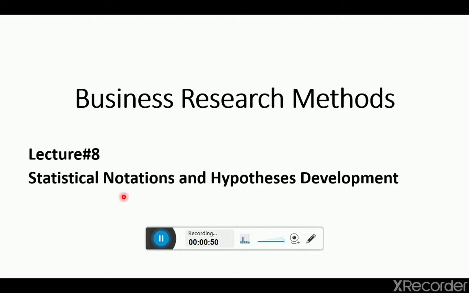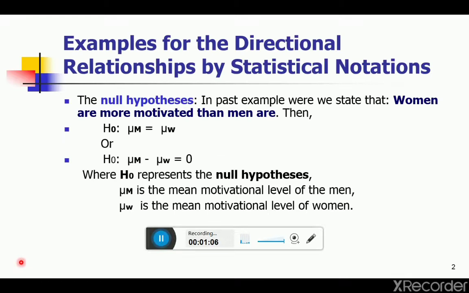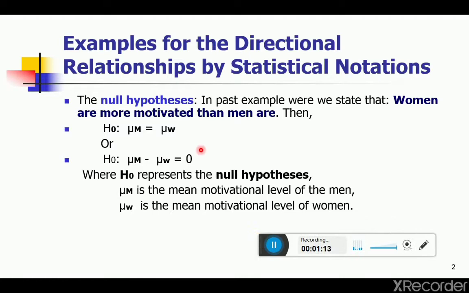If you remember, we discussed the null hypothesis as well as the alternative hypothesis. Now in this lecture we are going to discuss further the null and alternative hypothesis with the help of statistical notations. Now let's start from the first. In the last lecture we explained what the null hypothesis and the alternative hypothesis are, and then we discussed some directional hypotheses and some non-directional hypotheses. Now we are going to discuss more about the directional hypothesis with the help of statistical notations.